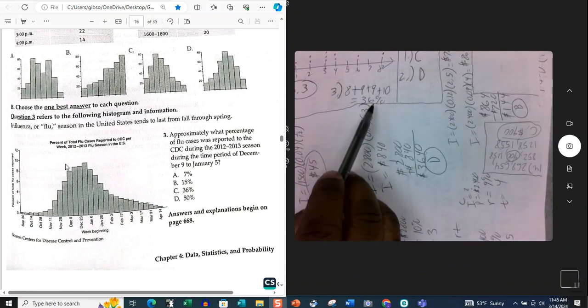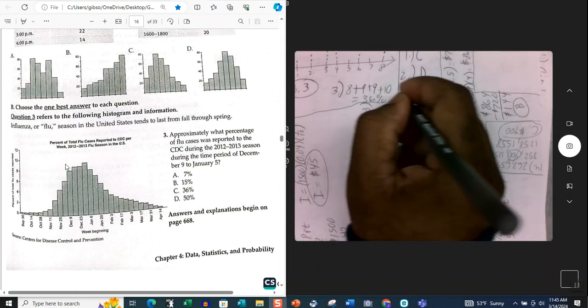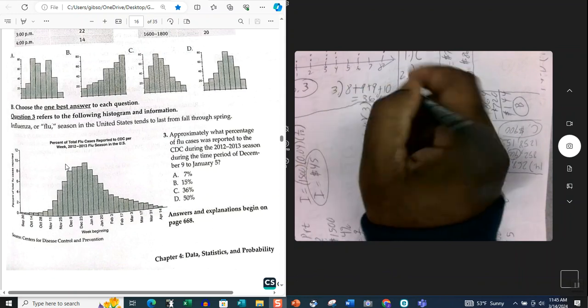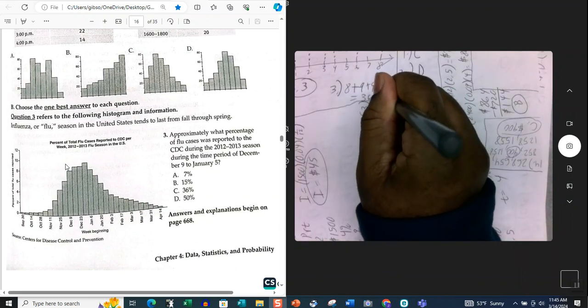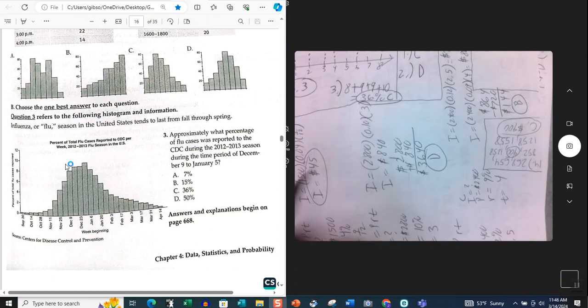Your answer may be a little off from my answer, but it should be 36% or very close, because remember, we want the one best answer. So your answer here for number 3 would be C. Your answer is 36%, but it's C. And I stand corrected. I said there would be 4 problems, but there were actually only 3.